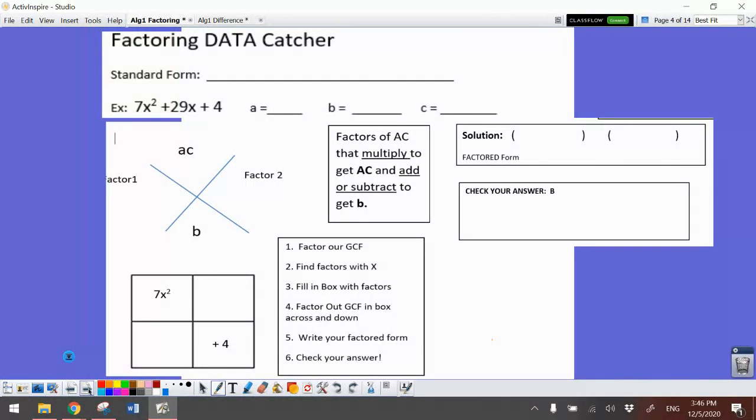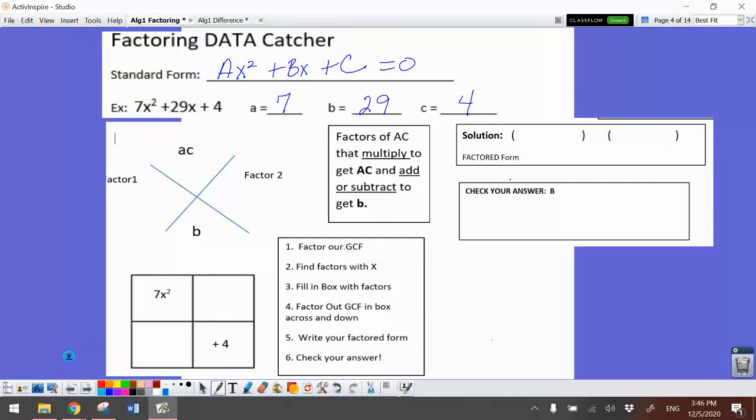So when we're talking about standard form of a polynomial, a quadratic, it is ax squared plus bx plus c, where a is the coefficient in front of the x squared, the b is the coefficient in front of the x, and the c is the last number. So in this case, 7x squared plus 29x plus 4, my a is 7, my b is 29, and my c is 4. So that's the first thing we have to do, to figure out what a, b, and c are, and make sure that I'm in standard form. Sometimes this has to be set equal to 0 to make it standard form.